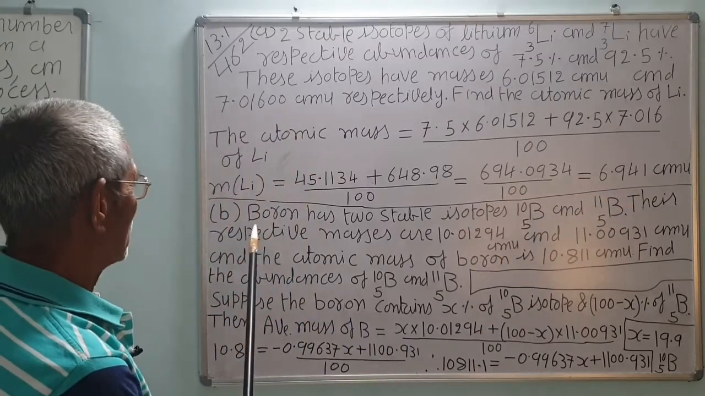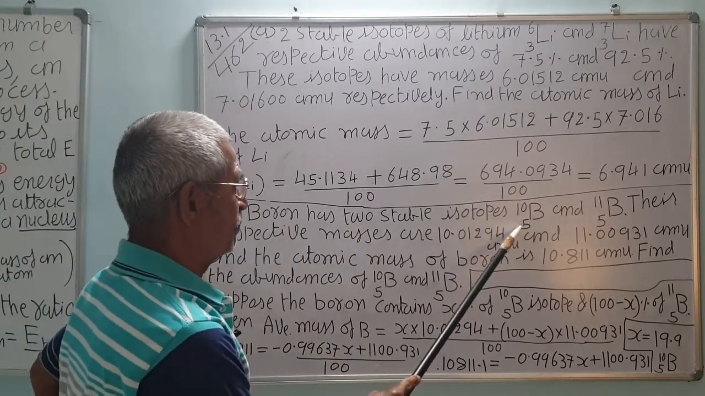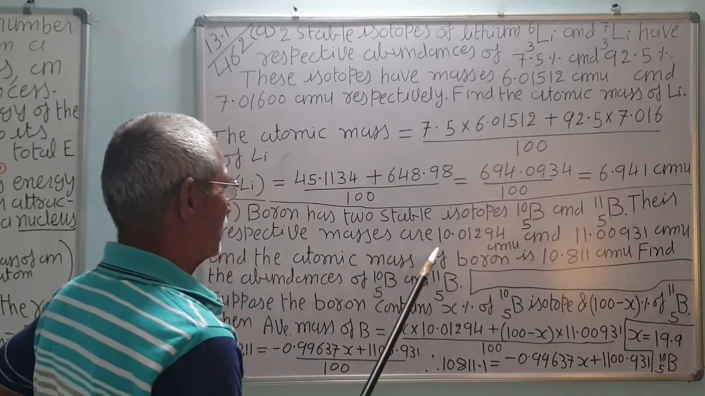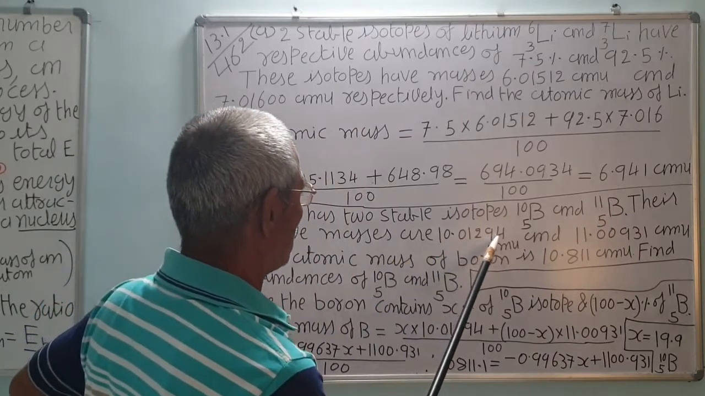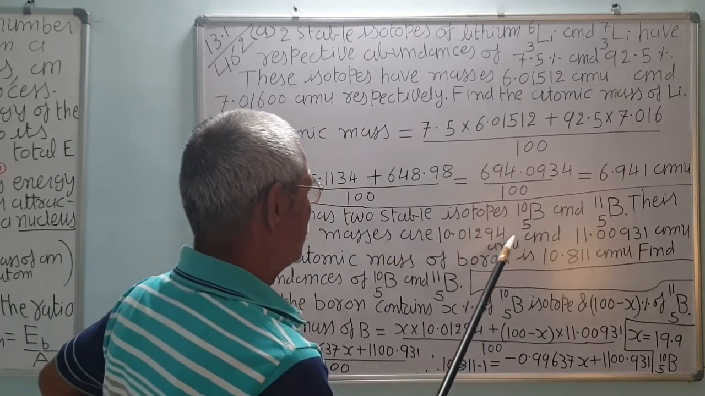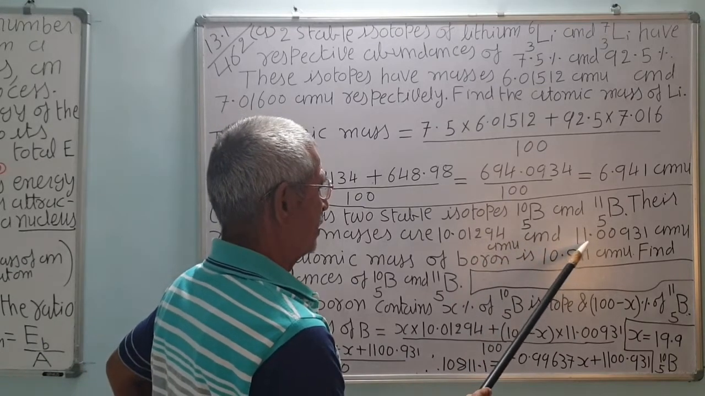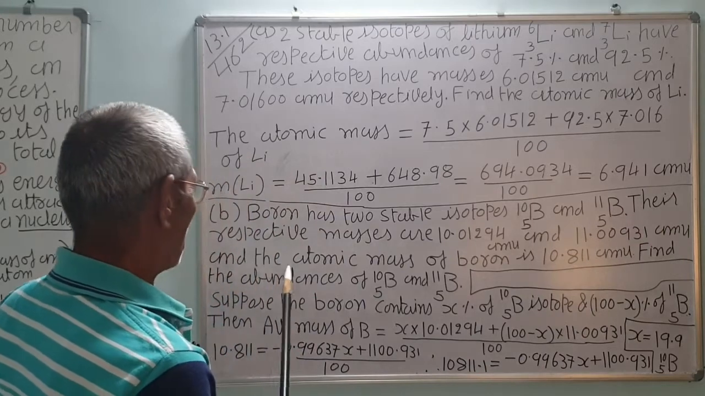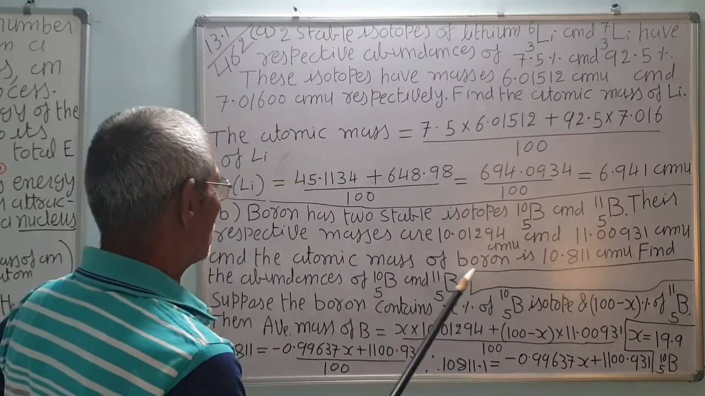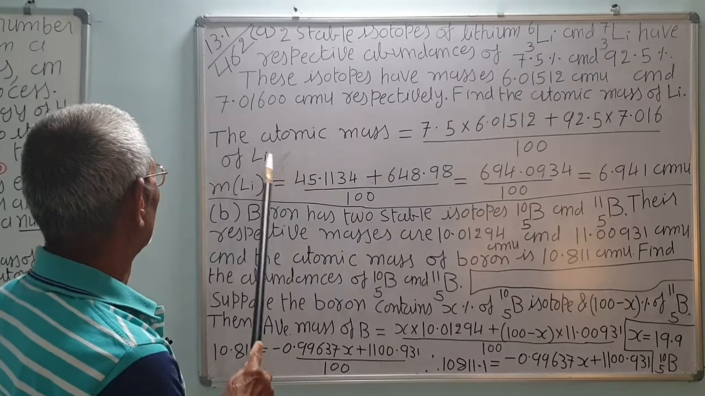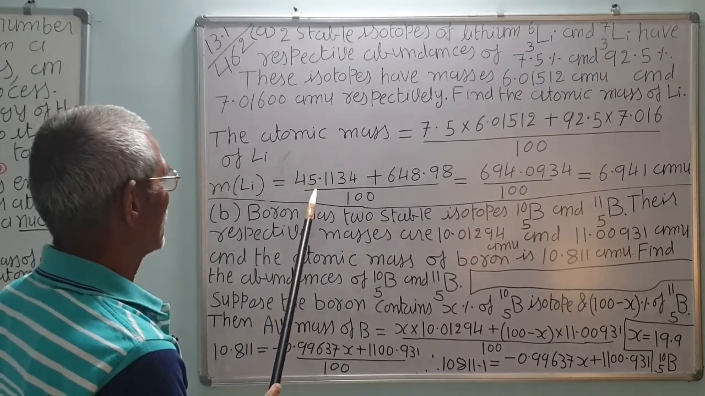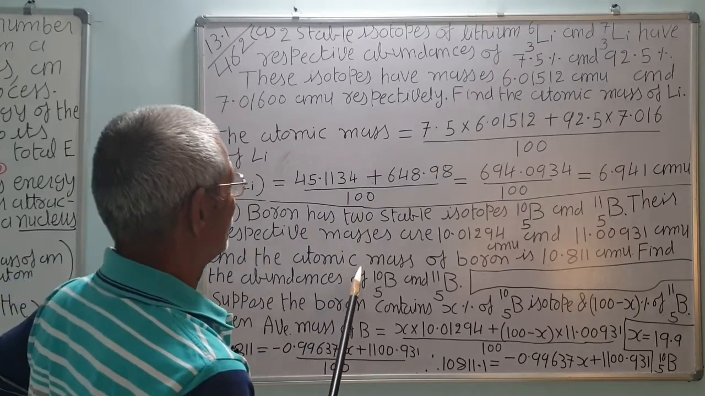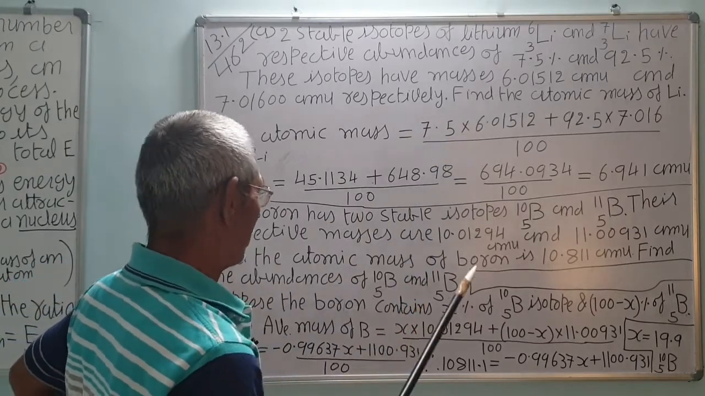Now the next one: boron has two stable isotopes, boron 10 and boron 11. The respective masses are 10.01294 atomic mass unit and 11.00931 atomic mass unit. And the atomic mass of boron is, as the mass of lithium was given here, we have to calculate this portion.